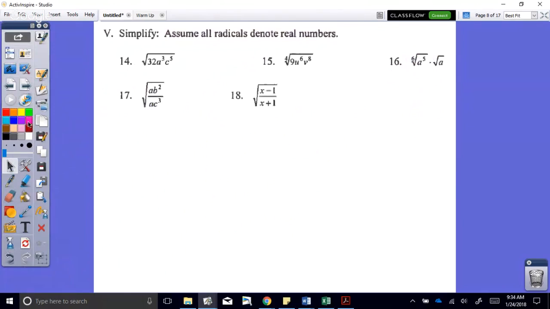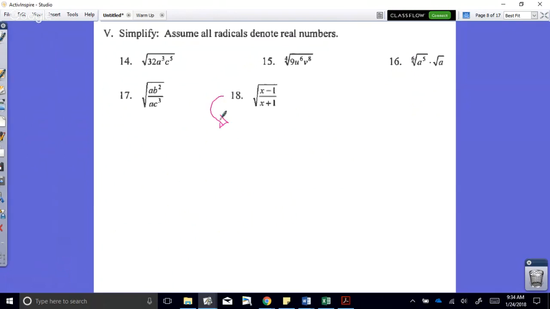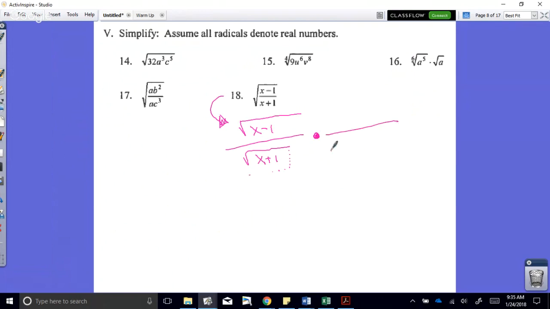All right, so let's look at 18. 18 is kind of tricky because there are two pieces, but under the radical, there's only one on top and one on bottom. So I have the square root of x minus 1 over the square root of x plus 1. Again, there are two things in the denominator, but they're all inside one radical. The fix for this is to multiply by the square root of x plus 1 over the square root of x plus 1. The square root times itself always gives you back what you started with, x plus 1. If I do it to the bottom, I have to do it to the top.